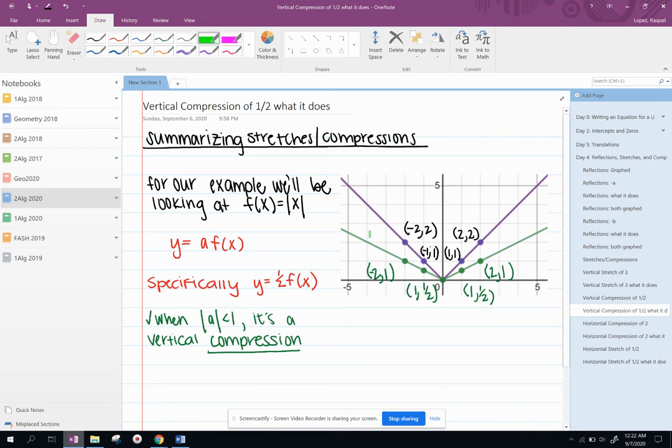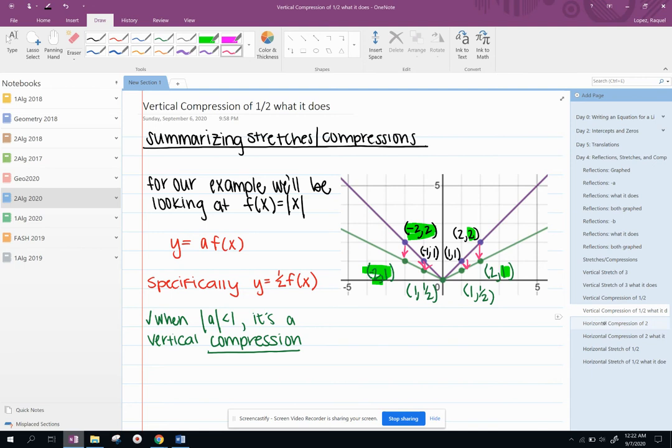So for example, this point, negative 2, comma 2 became negative 2, comma 1. The thing that changed was your y values. Okay, again over here, this point 2, comma 2 became 2, comma 1. All of those y values were compressed. And you can see that by the arrows that I'm drawing in the graph.